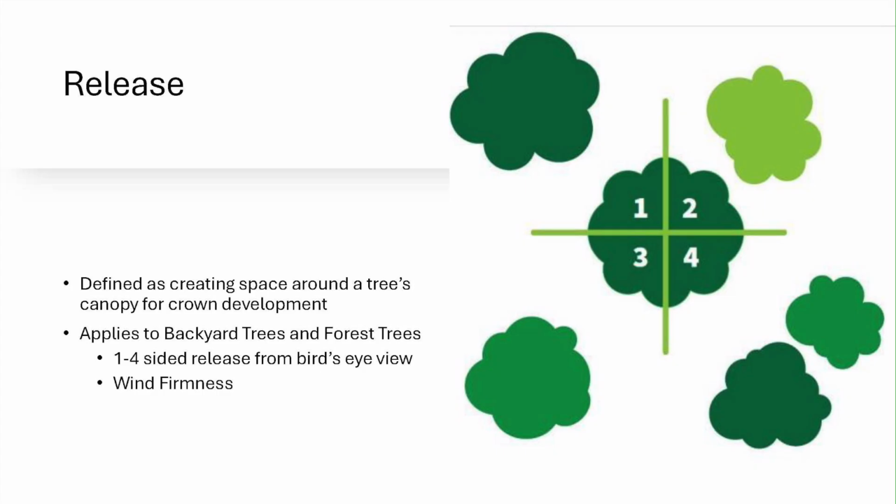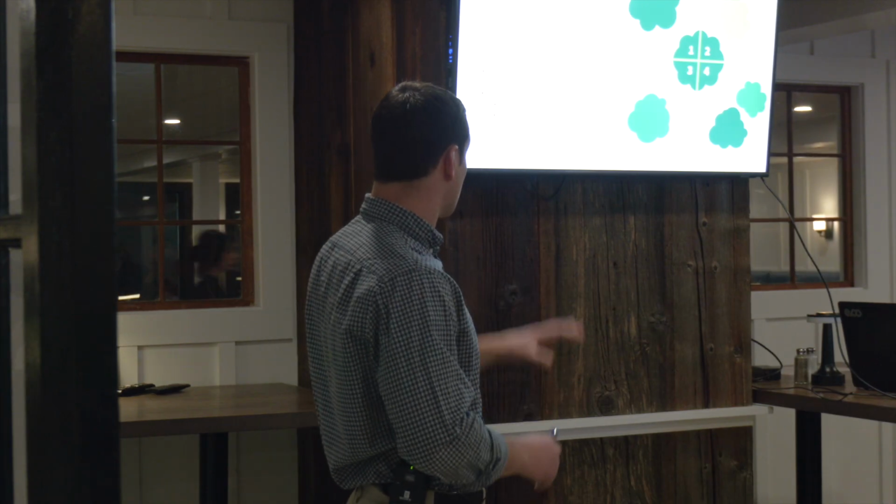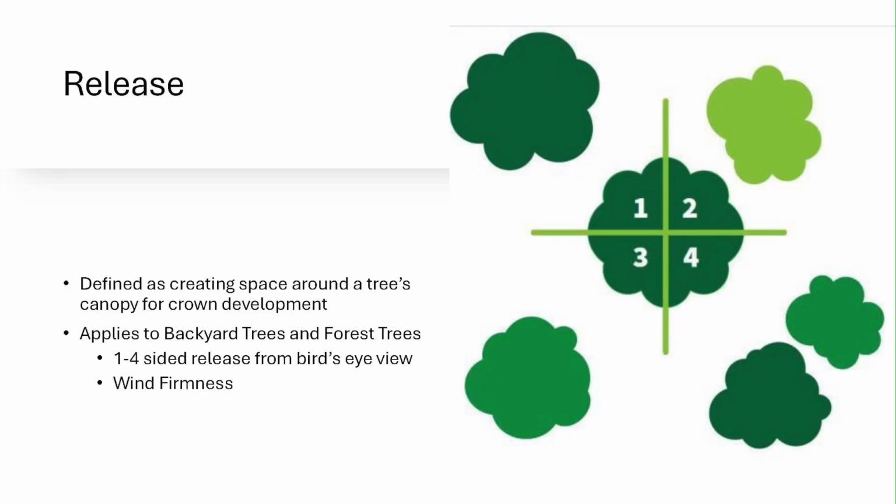We want to look at it from a bird's eye view and see where the crown is competing with other trees. And we can do either a 1 to 4 sided release. So if you were to divide the tree into quadrants, you can try to create more growing space for the canopy to expand and the tree to have more available sunlight and a larger crown.